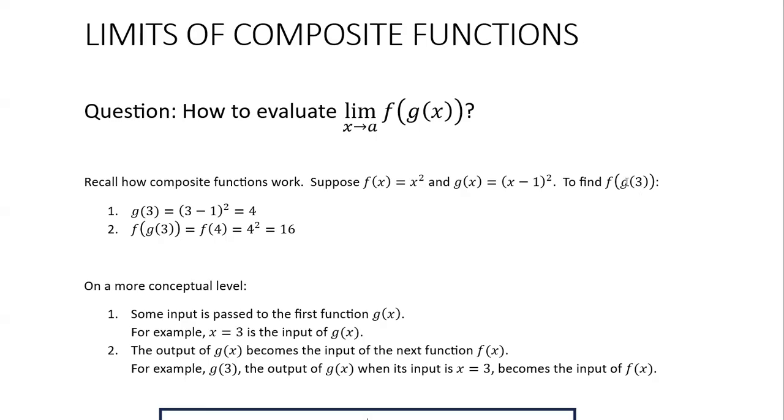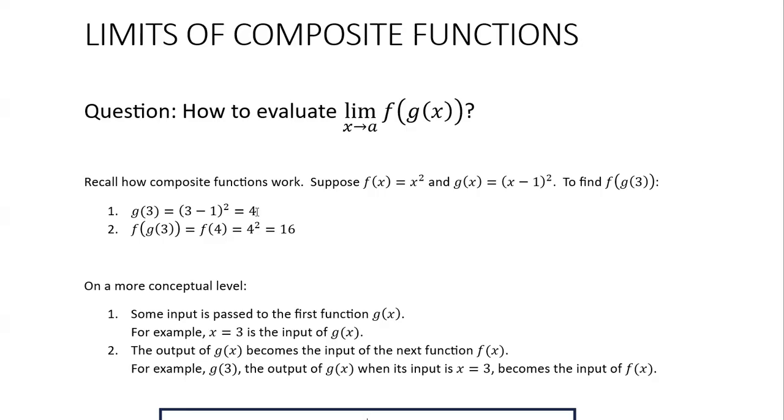Well, let's recall order of operations. We have to do what's inside the parentheses first, the innermost, right? So the innermost function is g, so we have to find g of 3 first. Okay, so what's g of 3? That's just (3 minus 1) in parentheses squared, which is 2 squared, that's 4.